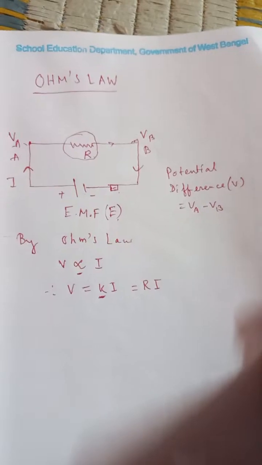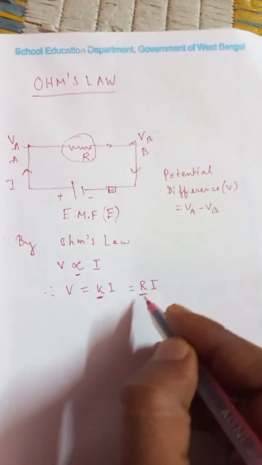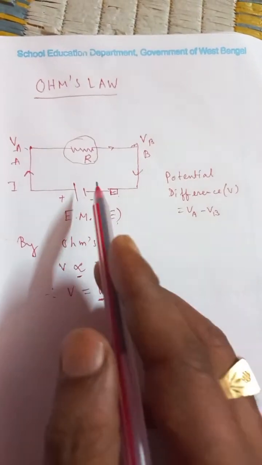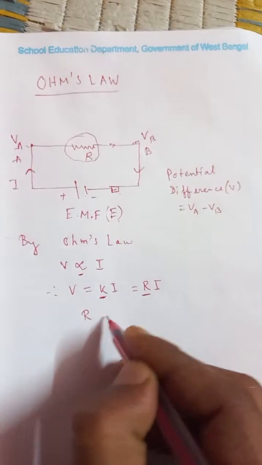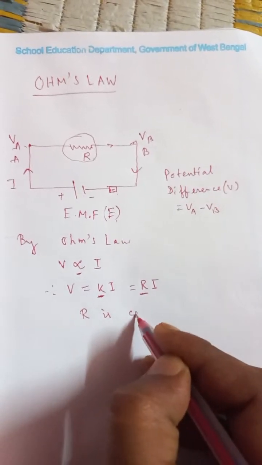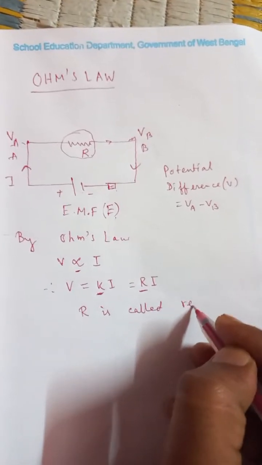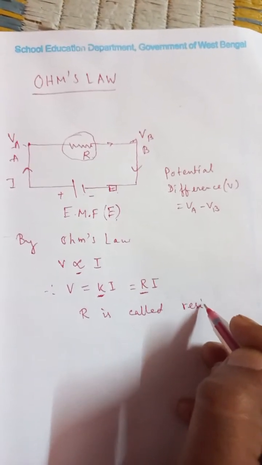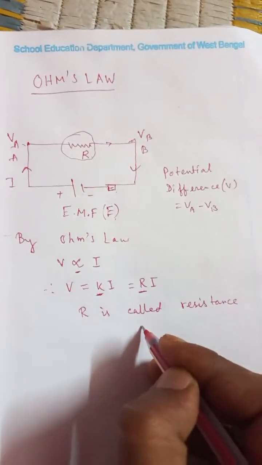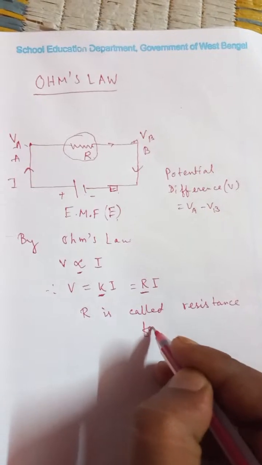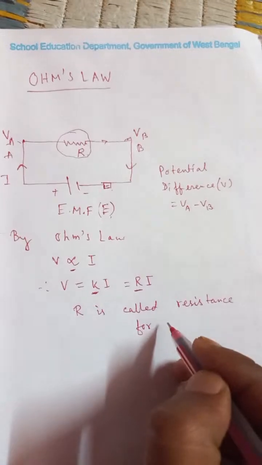Here this constant R is called resistance for this closed circuit. So R is called resistance for this circuit.